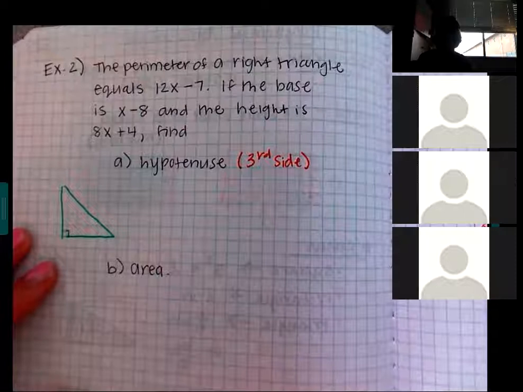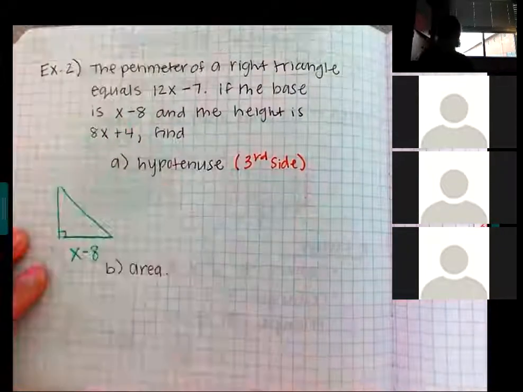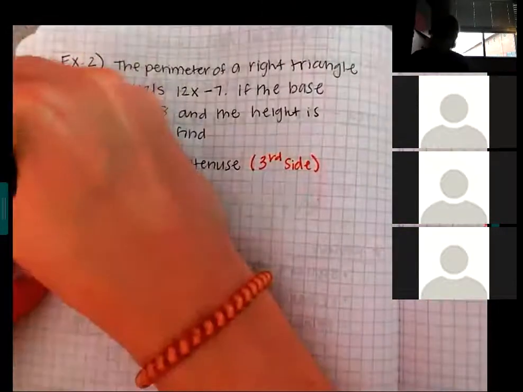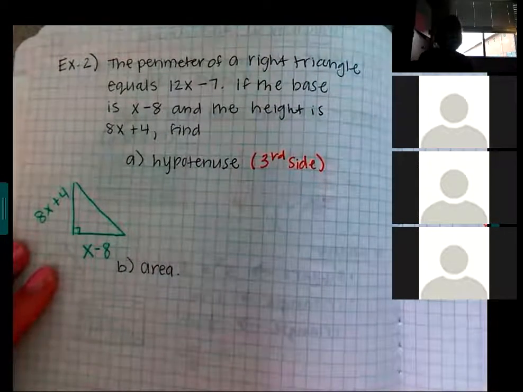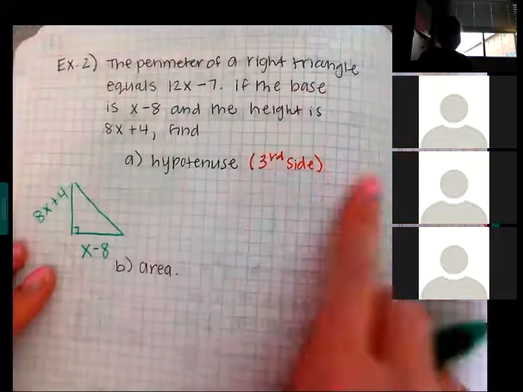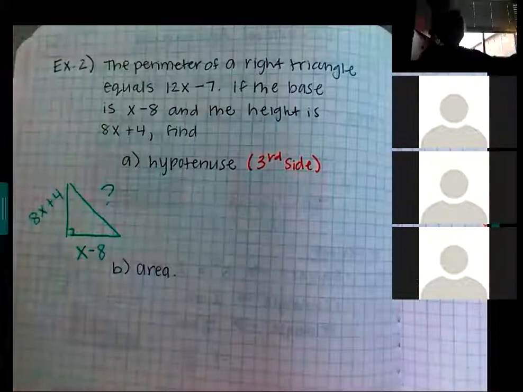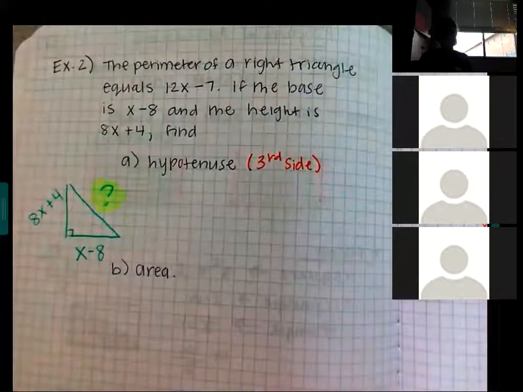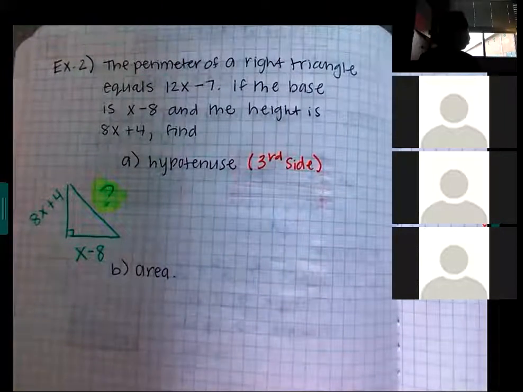So what did they tell me the base was? Josh, you with me? The base is x minus 8. What did they tell us the height was? Good job, Jay. 8x plus 4. And what are you trying to find? Which is the third side. So everybody look, this is what we're trying to find right here. This side right here. So how on earth do you think I could find that?